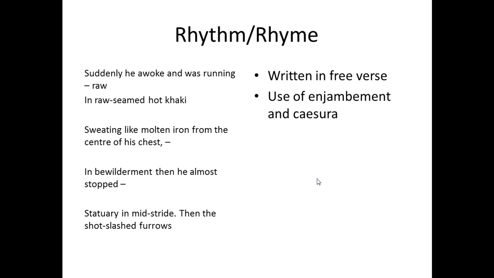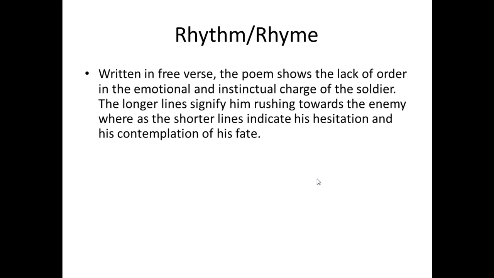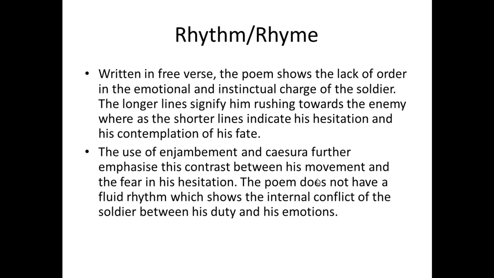There is a lot of use of enjambment and caesura. Again, these are terms you should be familiar with, but I will go back over them. So the free verse identifies the lack of order, the lack of structure, and that this is just an emotional and instinctual charge. It's not one that has any rhyme or reason, to quote Shakespeare. The longer lines show how he is rushing towards the enemy, and then there are shorter lines, as you can see in the poem just by looking at it. It's not necessarily alternating between the two, but there are some longer lines and some shorter. The shorter lines indicate his hesitation, his thought process and the contemplation of his fate.